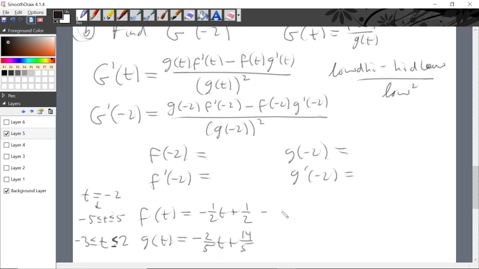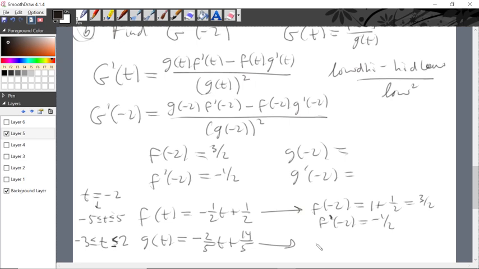So using the f of t, we can find out what f of negative 2 is. Plugging it in, negative 1/2 times negative 2 is positive 1, so we get 1 plus 1/2, and that equals 3/2. And then what is f prime of negative 2? Well, it's the derivative, which is equal to negative 1/2, because this is a line, that derivative is constant, so negative 1/2 for f prime.